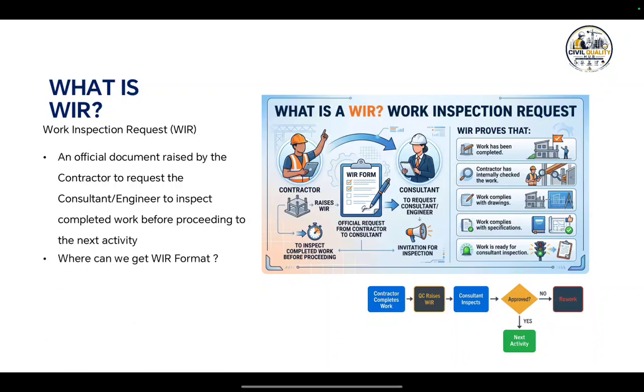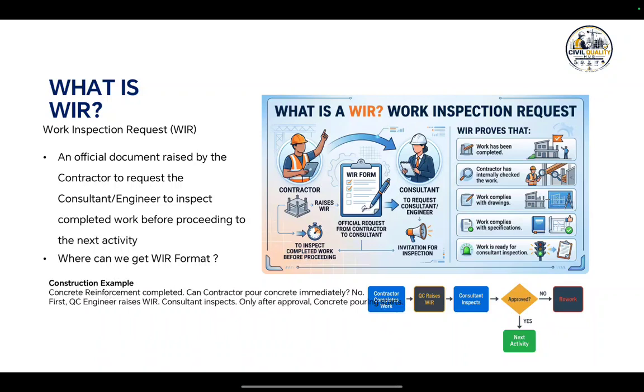Now let us understand with a practical example. But before that, where can we get a WIR format? This is also a common question. Where do we get the approved WIR format? The answer is, always use the project approved format, normally available in the project quality plan, inspection procedure, or client quality documents. Never create your own format unless instructed.